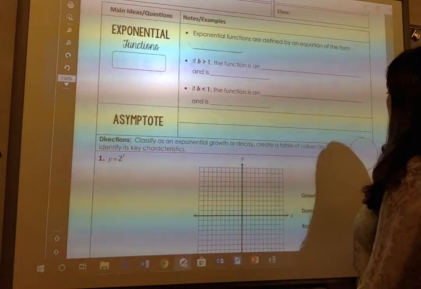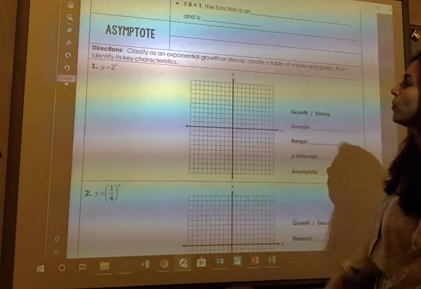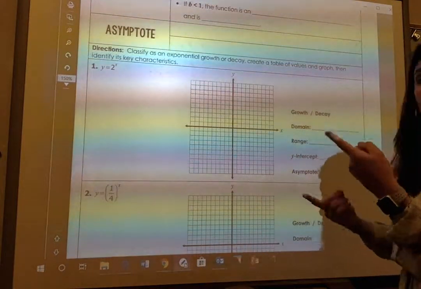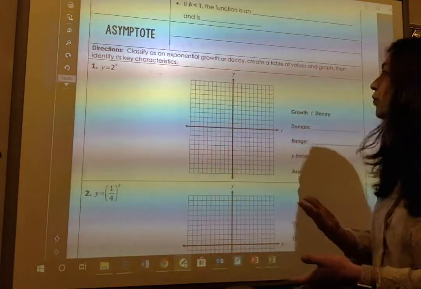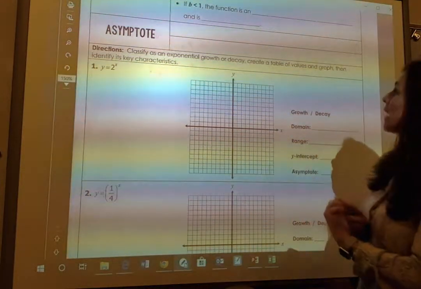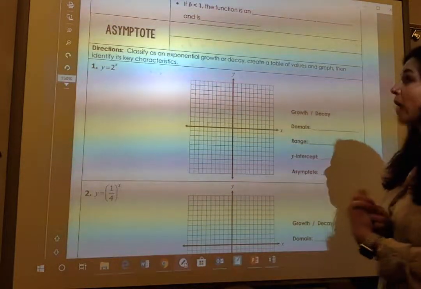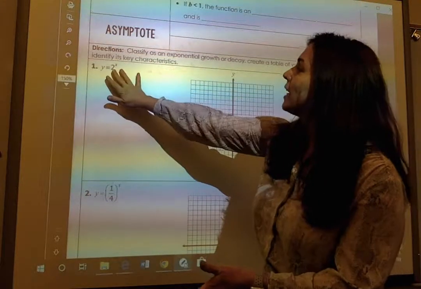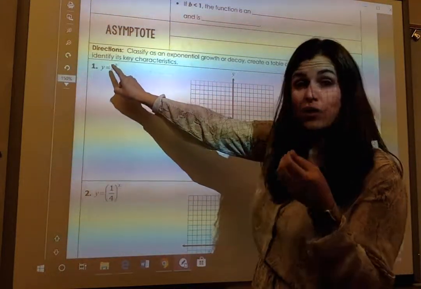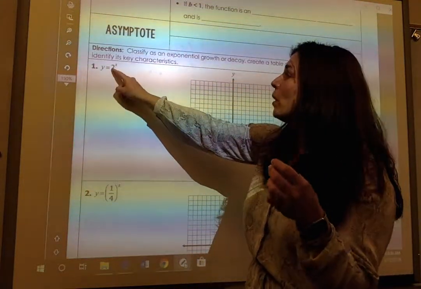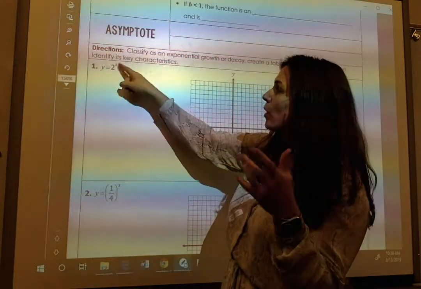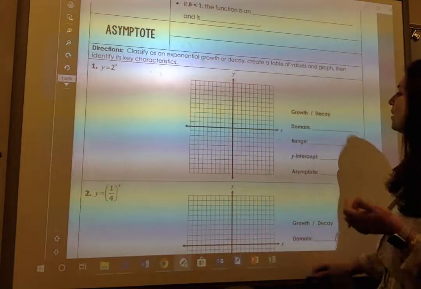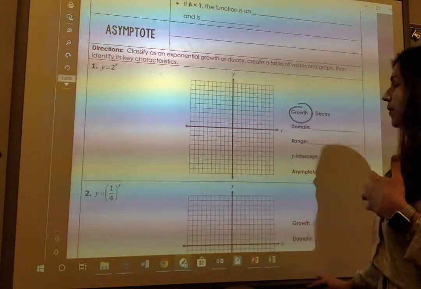If you look at number 1, there's a lot of different things that I'm looking for in these graphs. So 1, I want to classify, is it exponential growth or decay? I want you to create a table of values and a graph, and then identify its key characteristics. So just looking at this, my b value, b is your base, right? It's what is being raised to the exponent. So this is 2, so that's greater than 1. So I know that I have a growth, okay?